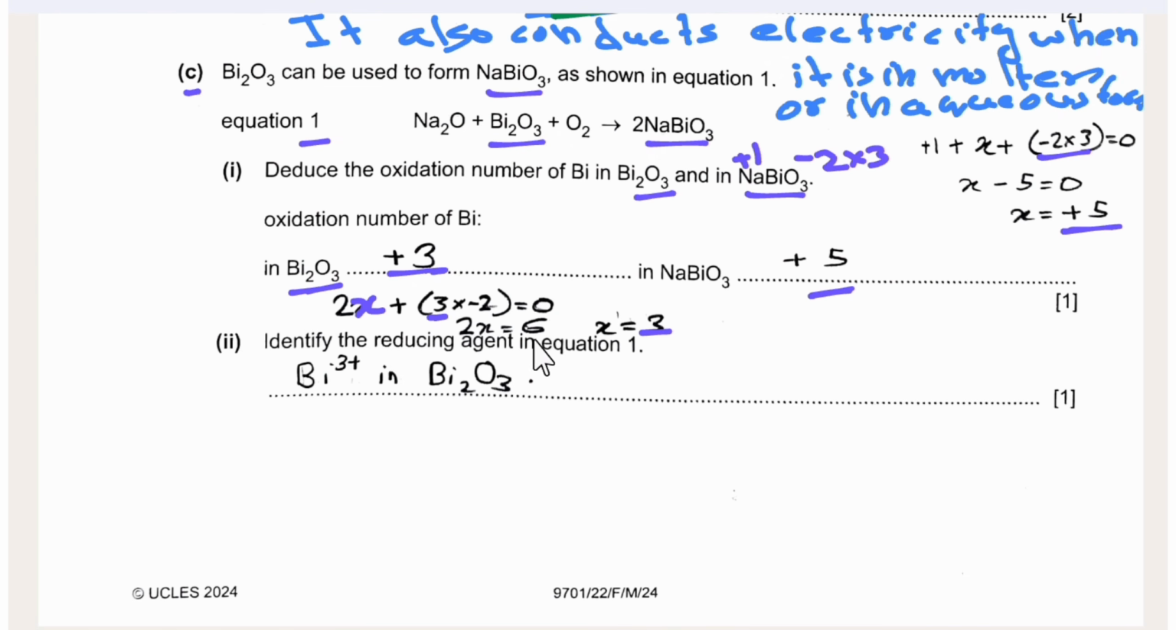Then identify the reducing agent in equation 1. A reducing agent is a substance that causes another substance to be reduced, and the reducing agent itself is oxidized. Here we can see that bismuth oxide is oxidized as its oxidation state increases from +3 to +5. Therefore it is a reducing agent. So bismuth oxide is a reducing agent.